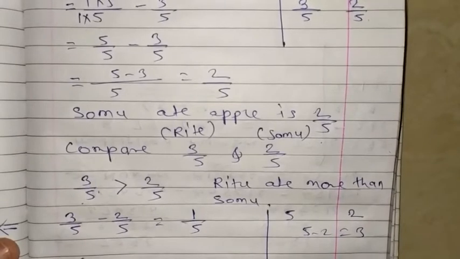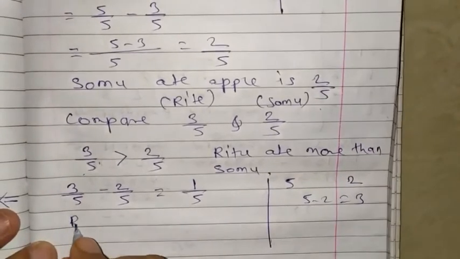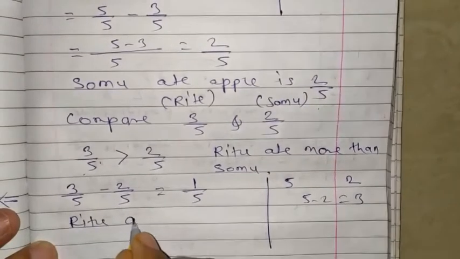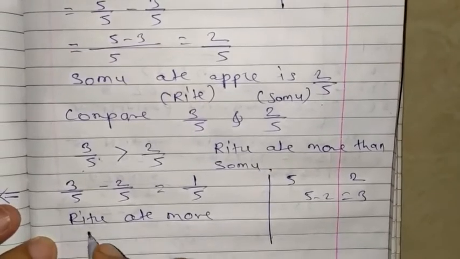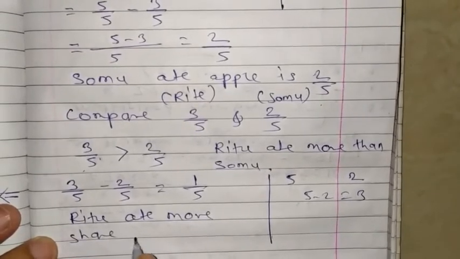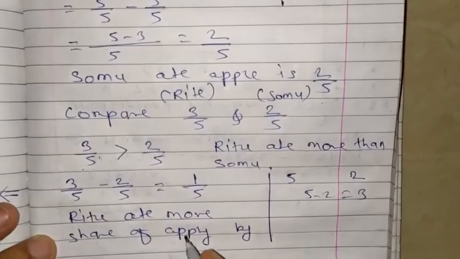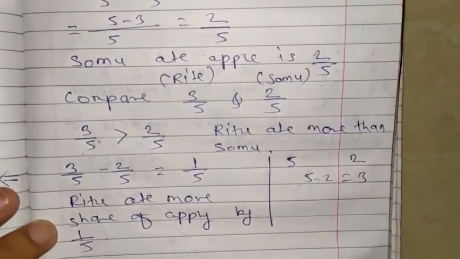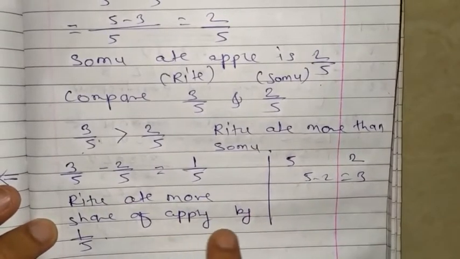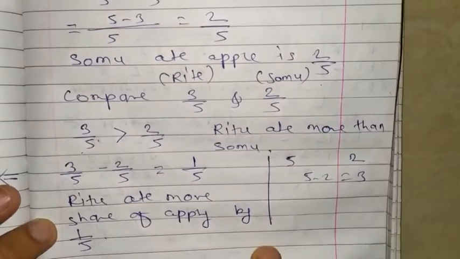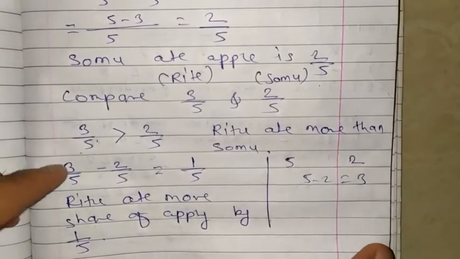So by how much means you can say here Ritu ate more share of apple by 1 by 5. So Ritu ate more share of apple by 1 by 5. This is the answer of this question, and I hope you understood. Now we are going into the next question.